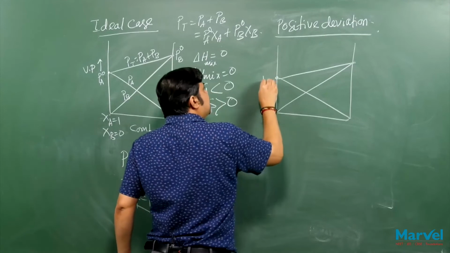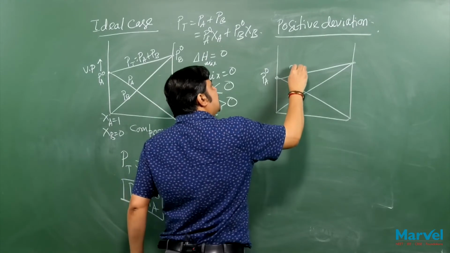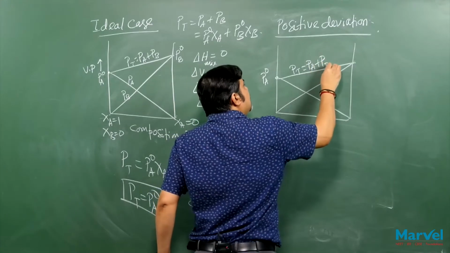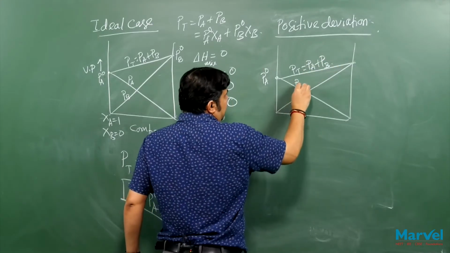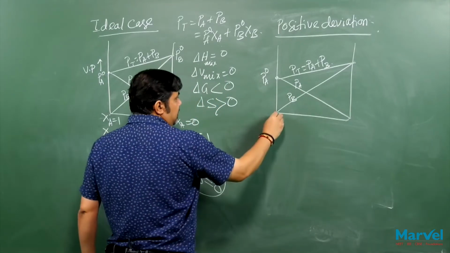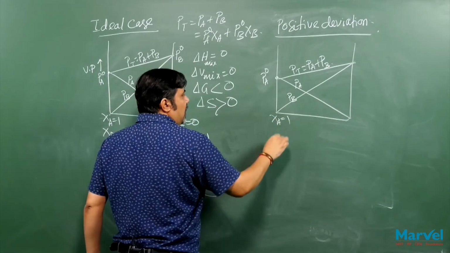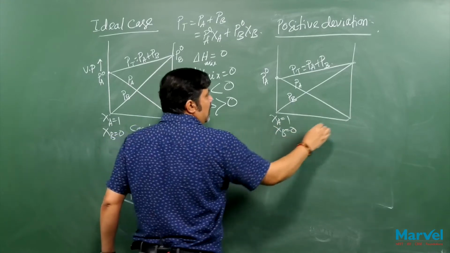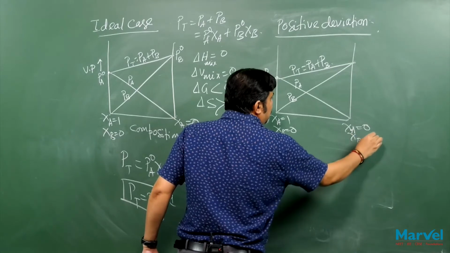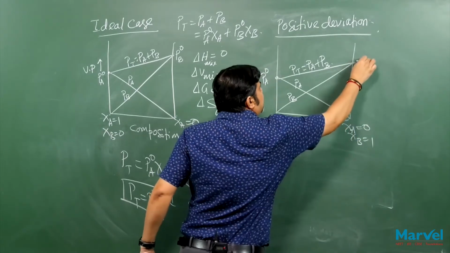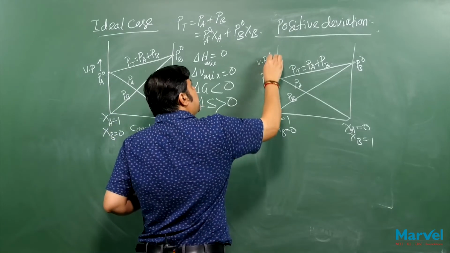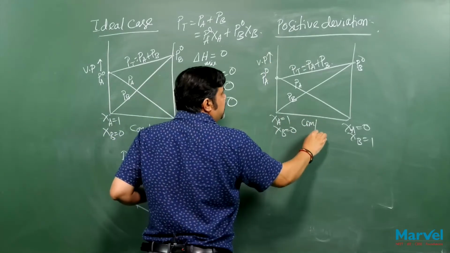So this point is PA naught. This is nothing but PT, which equals PA plus PB. This thing is PA, this thing is PB, and this point is mole fraction of A 1, mole fraction of B 0. The same way, mole fraction of A will be 0, mole fraction of B will be equal to 1. This point is PB naught. And then positive deviation means, you know, in this direction vapor pressure and in this direction compositions.